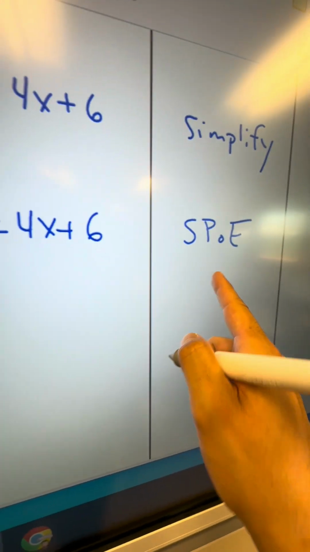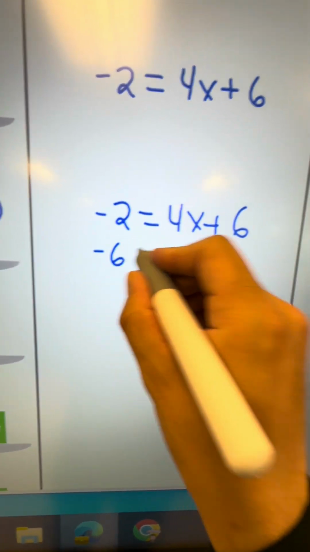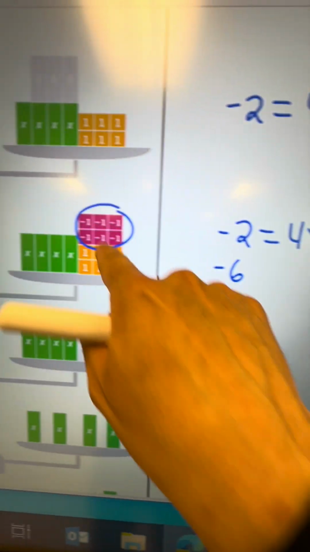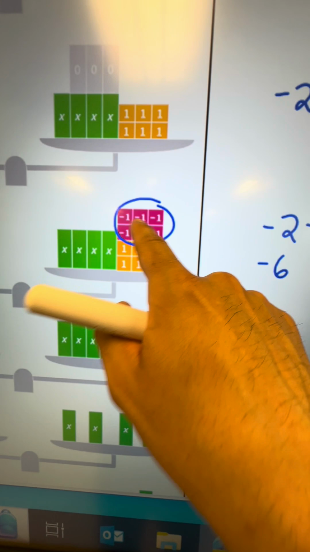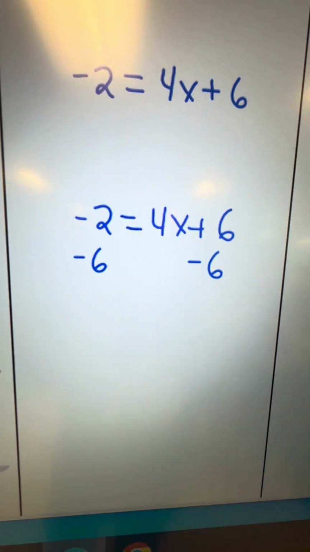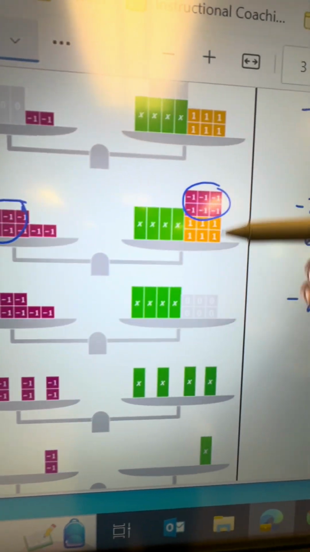So to show the subtraction property of equality, take away 6 on this side, take away 6 on this side. Notice I put the minus 6 under this one because these are my like terms here. I'm not going to combine it with the x's, I'm combining it with the 1's. So I line it up here to simplify and organize my work. And now my next step, we're just going to simplify.